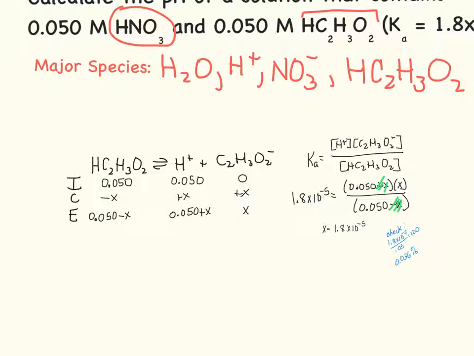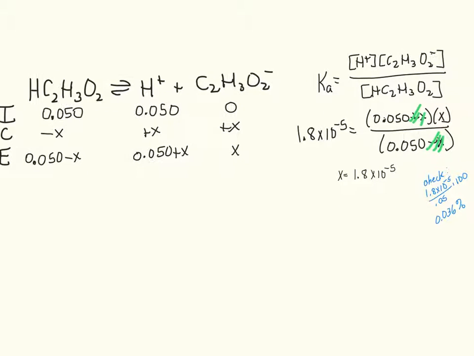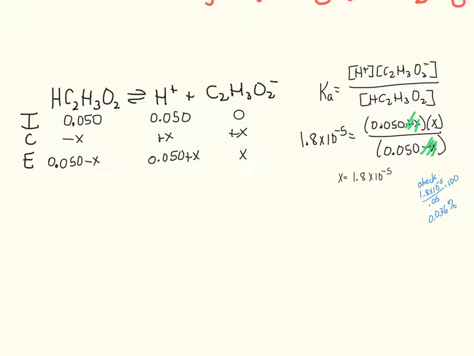Okay, so we solved for X, and I even checked to make sure the assumption was good, and we're way under 5%. And now we can look at what we have here. This time, X is not the H+ concentration. Rather, X is much smaller than the H+ concentration. Oh my gosh! So this means that the H+ concentration is actually 0.050 molar.